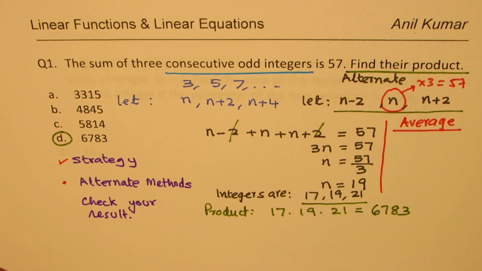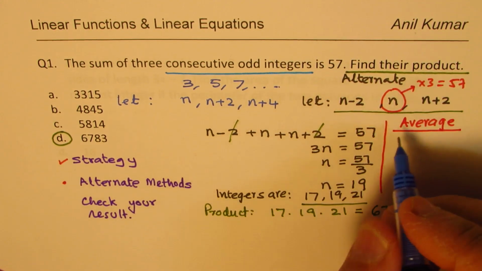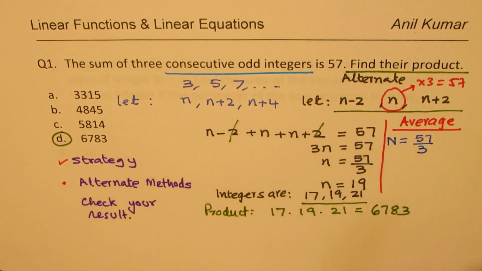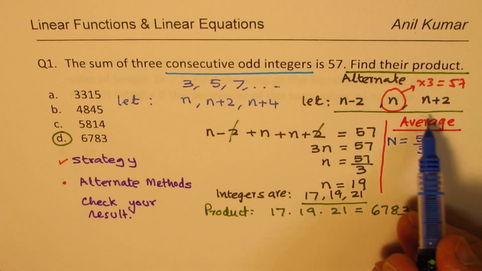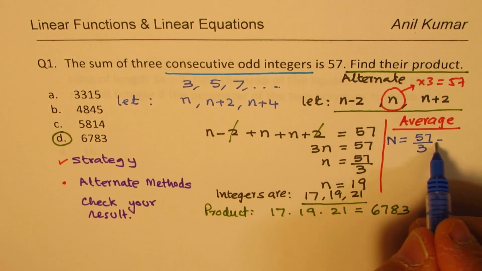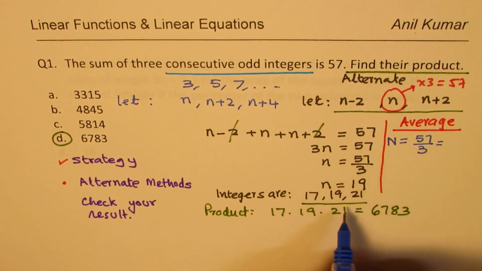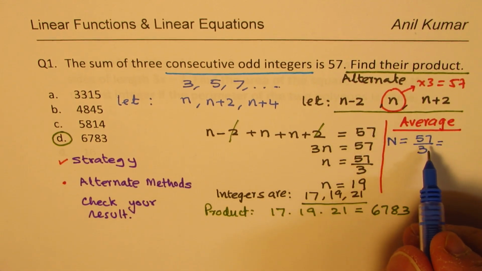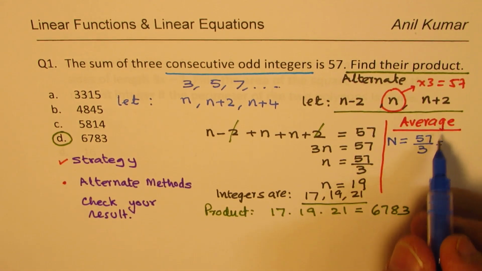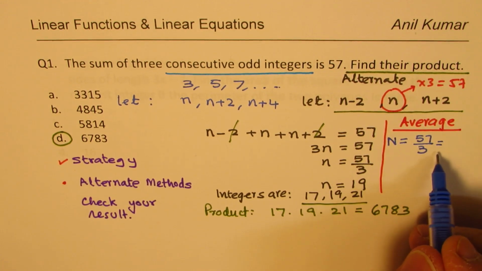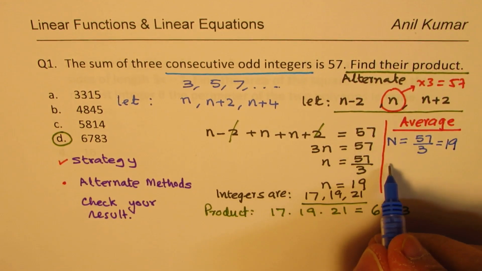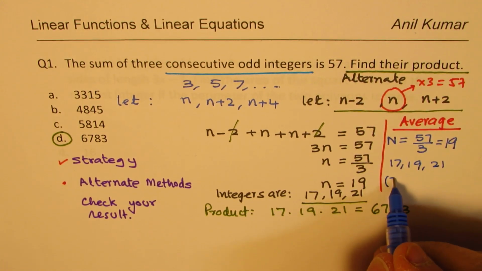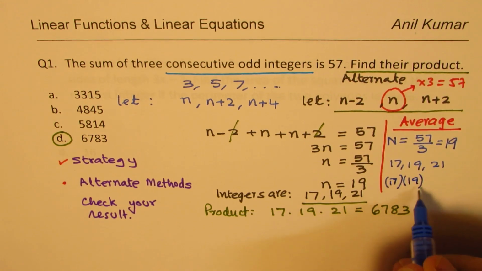Right? So since it is the average, what you could say is that the middle number n should be equal to 57 divided by 3. Since there are three numbers and the sum is 57, think about the concept of average. And then you get your center number, which is 57 by 3, similar to what we got earlier. Right? Now in a multiple choice, when time is critical, this is the strategy to be applied. And you get your number as 19, and so you know the numbers are 17, 19 and 21. To get the answer, just multiply them. You get the idea, right?